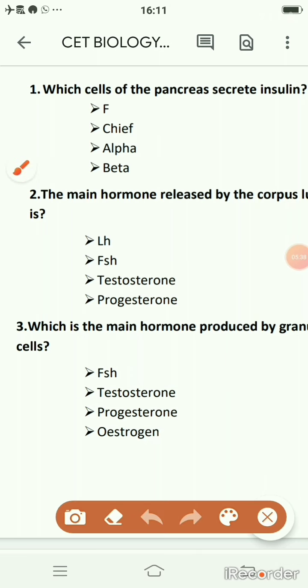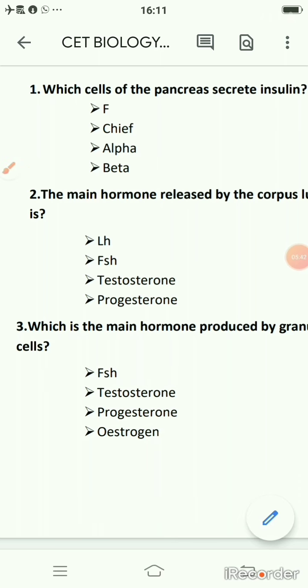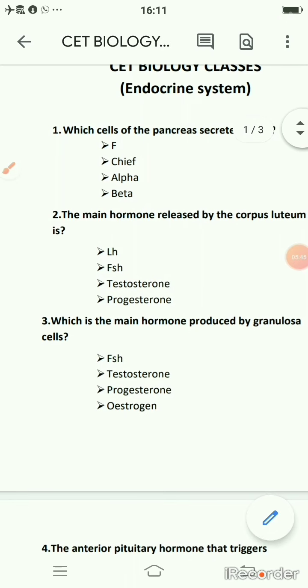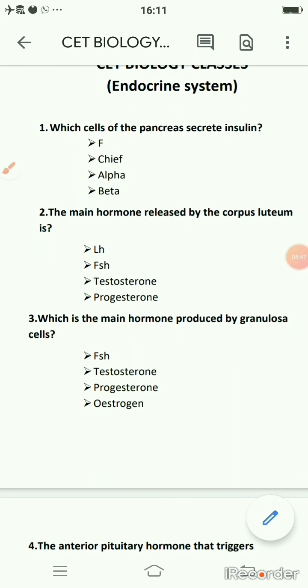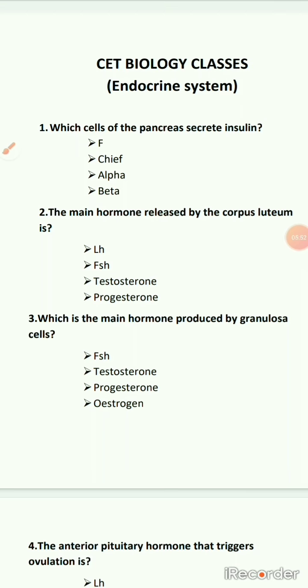So estrogen is the right answer for the question: which is the main hormone produced by granulosa cells. Okay, what are these granulosa cells? These are the follicular cells, somatic cells of the sex cord, closely associated with the developing female gamete. Female gamete means what? The egg, popularly known as the egg, or an oocyte.